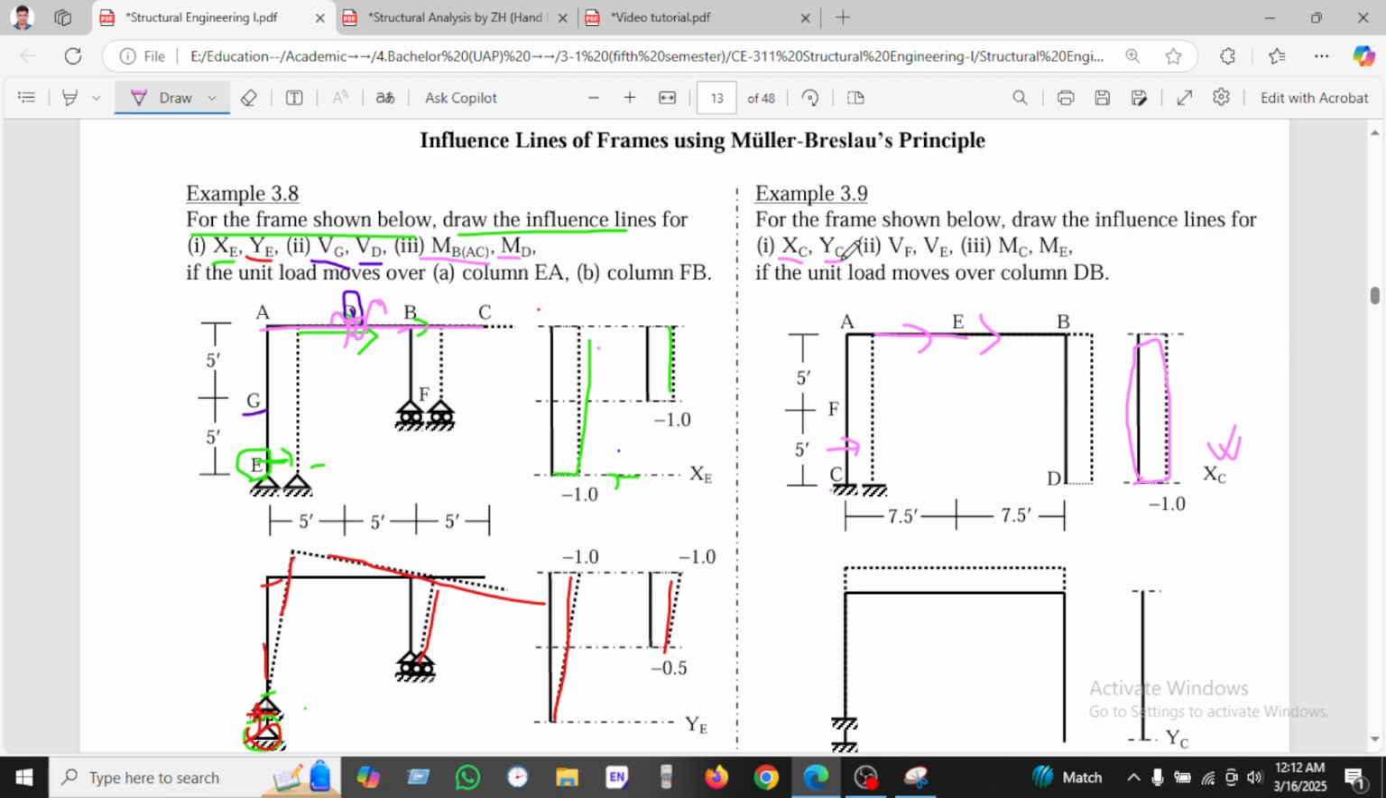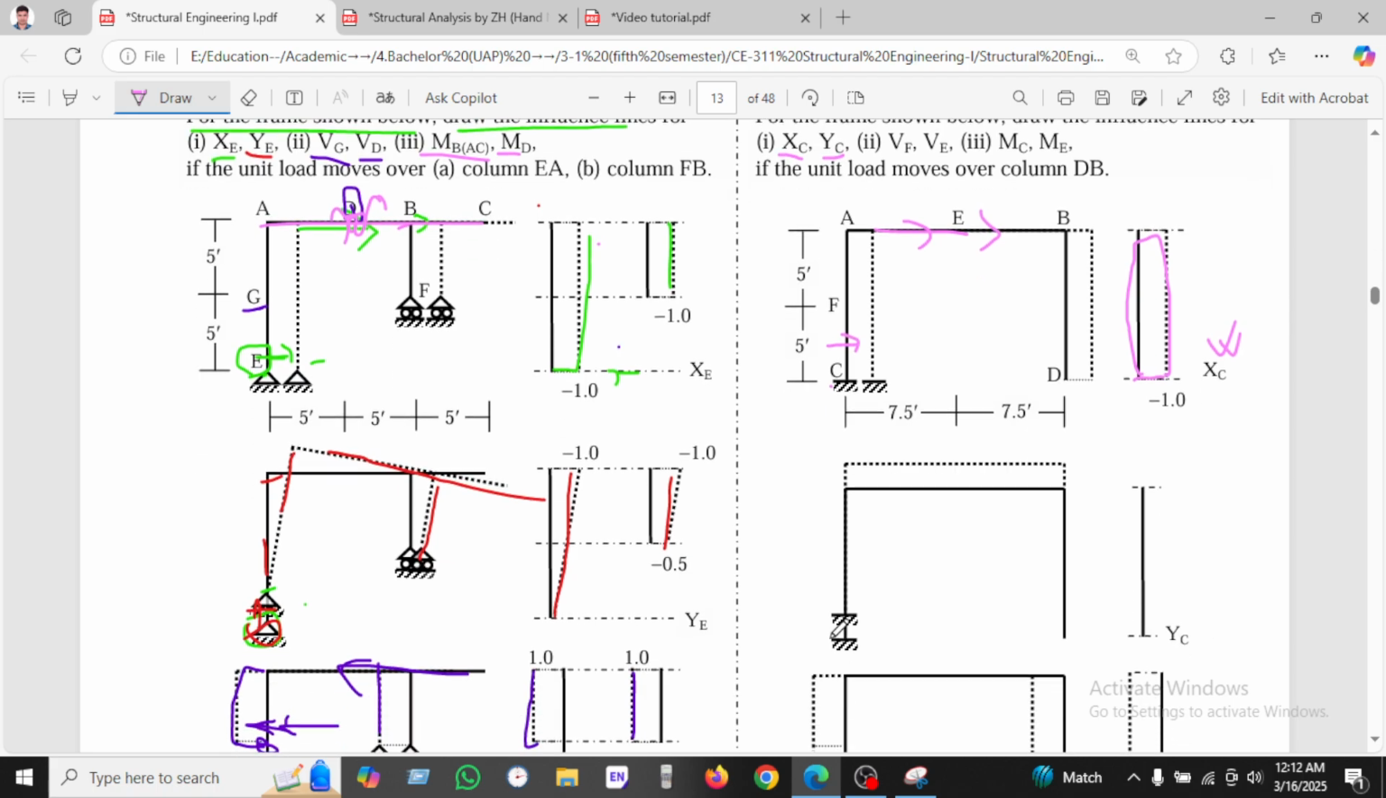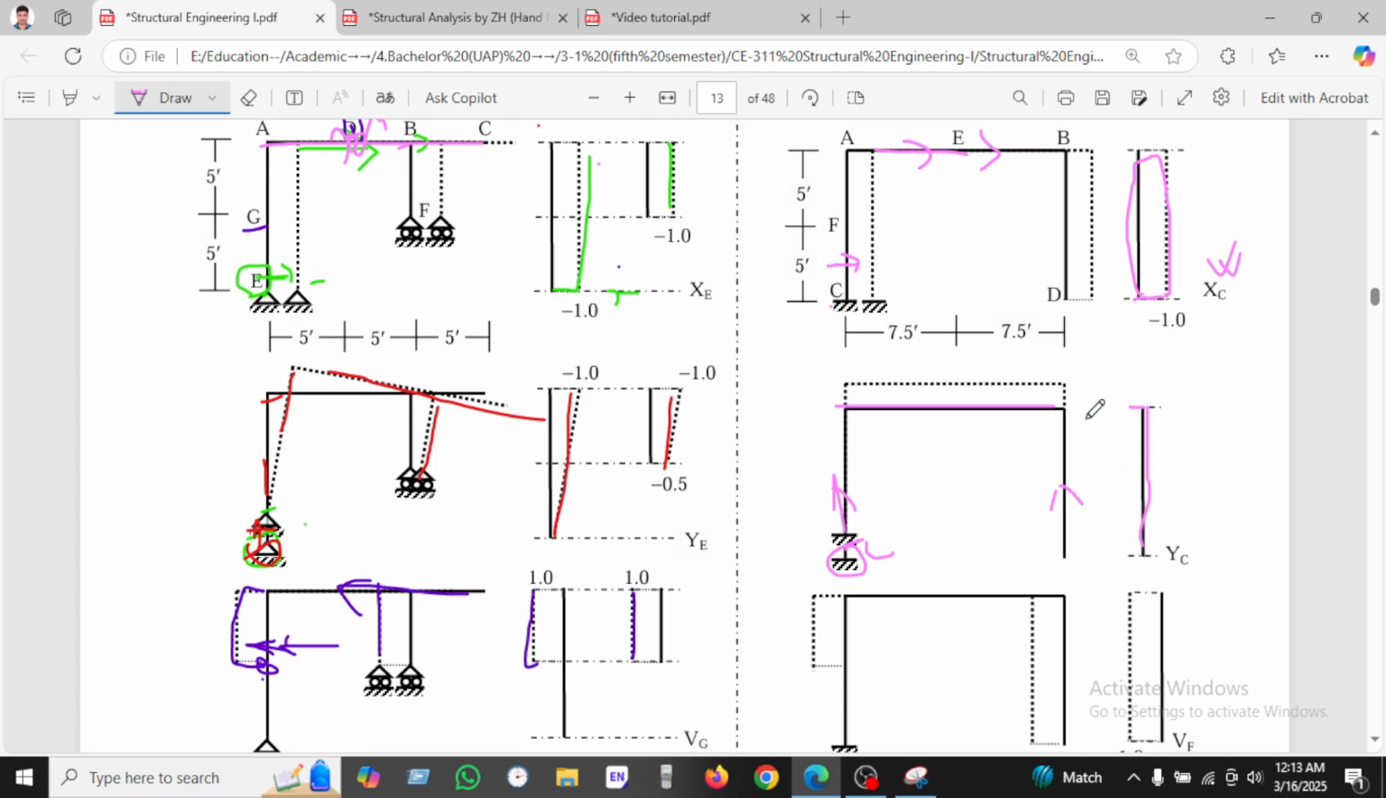Now we'll show the yc. This is the c point. We have been seeing this is the c point. If we push in 1, then the whole structure will go upward, and it will act like this. So the yc diagram will have no influence line.